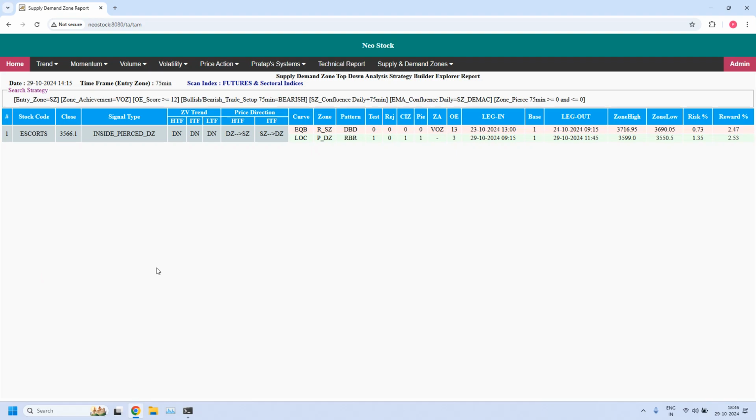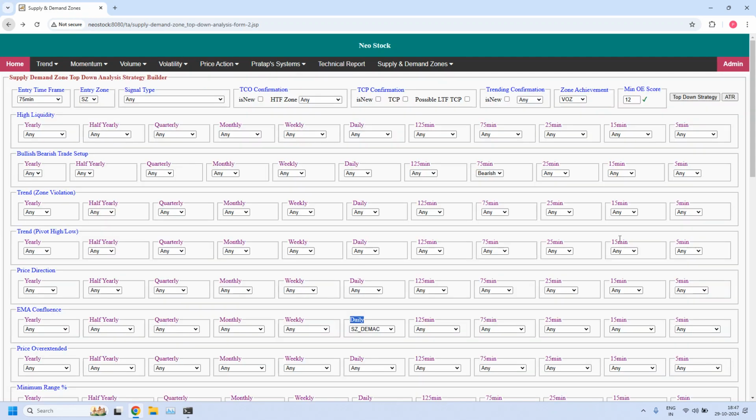This is even more high probability setup because this is also a high liquidity zone. 75 minutes high liquidity zone, part of the daily supply zone. And the daily supply zone is having daily EMA confluence. Now let's verify LTF, ITF and HTF supply zone confluence related stocks.